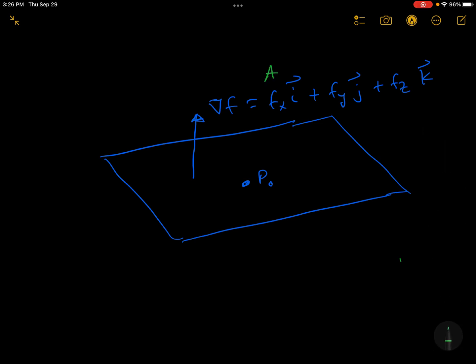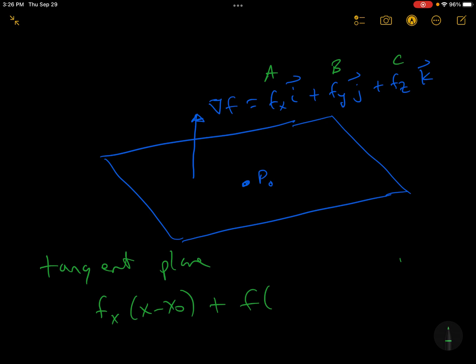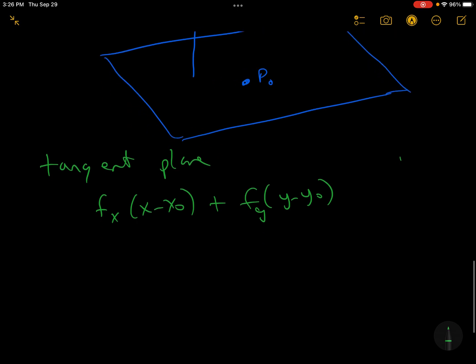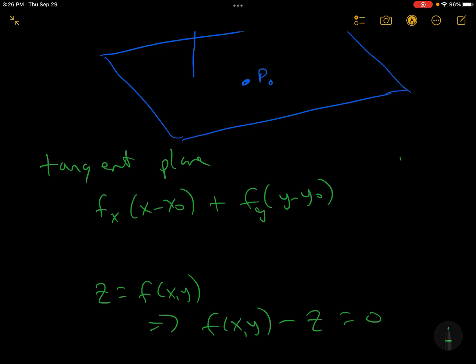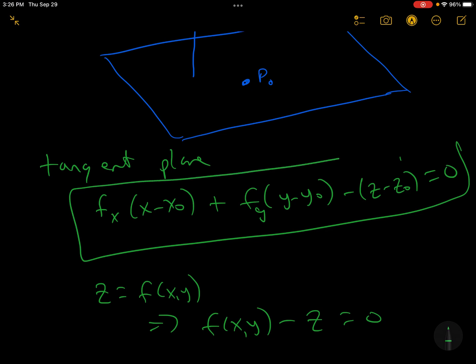so here's A, here's B, and here's C. So the tangent plane has the point f sub x times x minus x naught plus f sub y times y minus y naught, and we have to do something with the z. So here's what we do. z equals f of xy, so we make the level surface f of xy minus z equals 0. And so f sub z is negative 1. So minus z minus z naught equals 0. That's it.